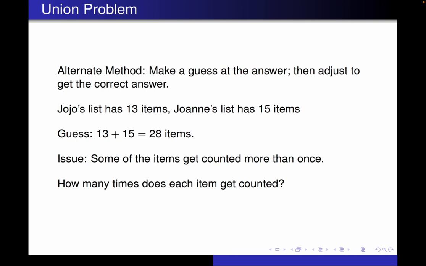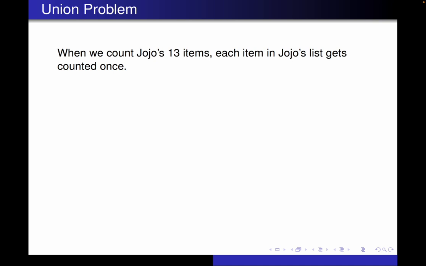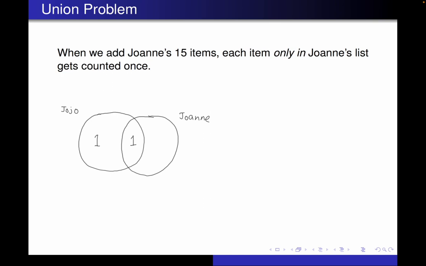So why don't we see if we can figure out how many times each item gets counted. And once again, we are going to use a Venn diagram to help us figure that out. So when we count JoJo's 13 items, each item in JoJo's list gets counted once. So here's JoJo and Joanne, our Venn diagram. And so after counting JoJo's items, all these items in here get counted once. All these items in here get counted once. At this point, right, we haven't counted Joanne's items yet. Once we do that, that may change. So now we're going to add Joanne's 15 items.